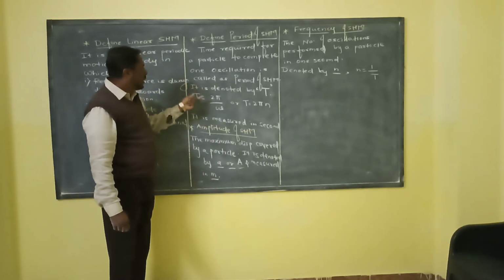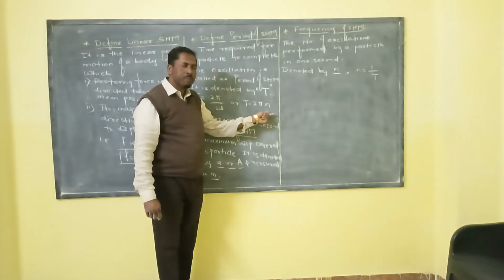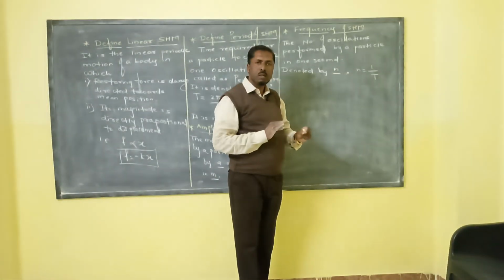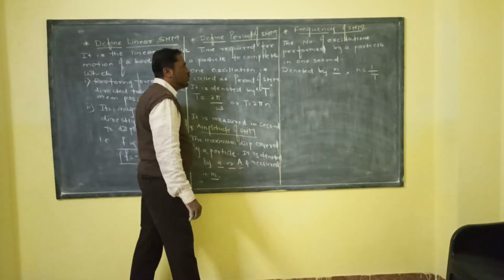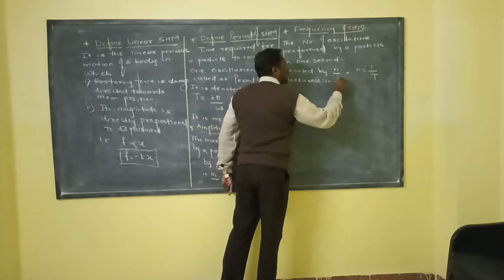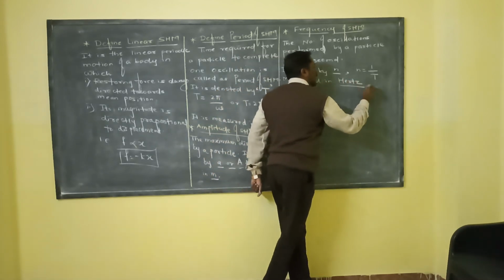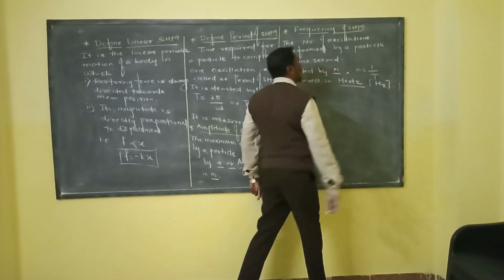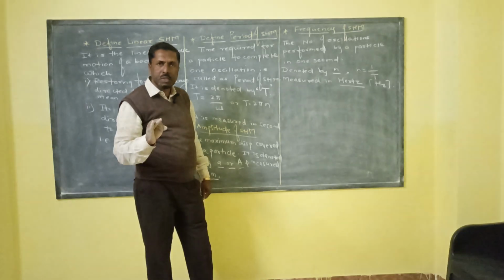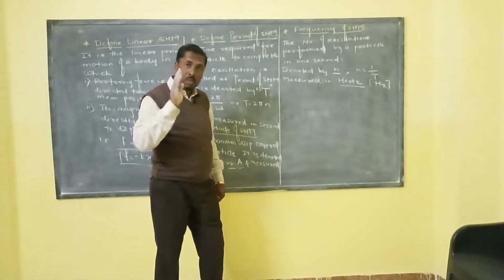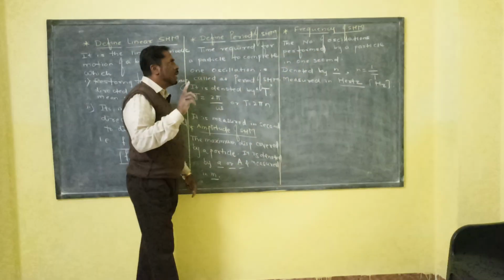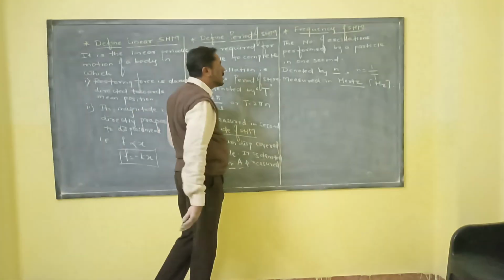See here the formula of period: T is equal to 2 pi n, and here n is nothing but 1 upon T. So frequency and period are reciprocal to each other. It is measured in hertz, written as Hz. So frequency of SHM is the number of oscillations performed by a particle in 1 second.